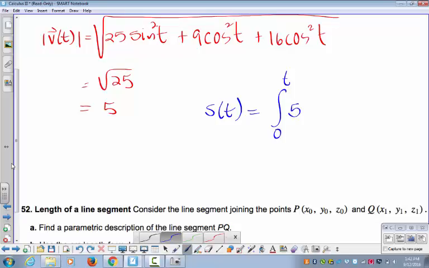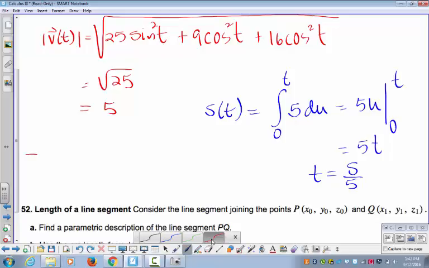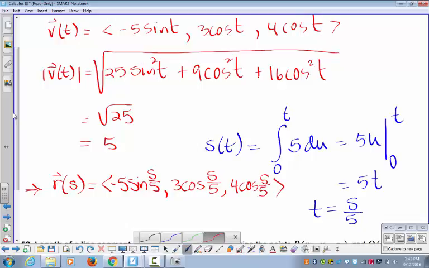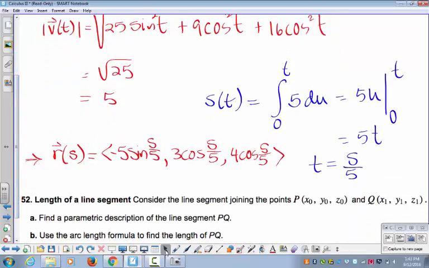And then we have to integrate the speed. And we use a dummy variable to integrate. And we integrate. We get 5u, 0 to t. So we get 5t. So this gives us the relationship between s and t. S is 5 times t. So we're going to take the s and divide it by 5 to get our substitution. So this tells us that we can change this to an arc length parameter. R of s is going to be found by changing all those t's to s over 5. So minus 5 sine s over 5. S is tough sometimes to write on these boards. Cosine s over 5. And then 4 cosine s over 5. So that will be an arc length parameterization.